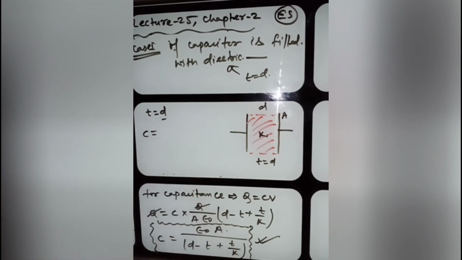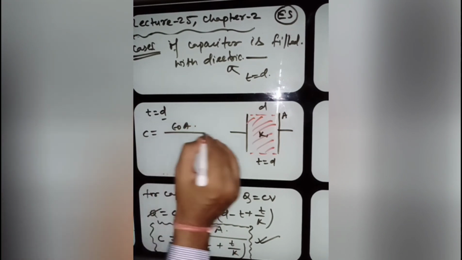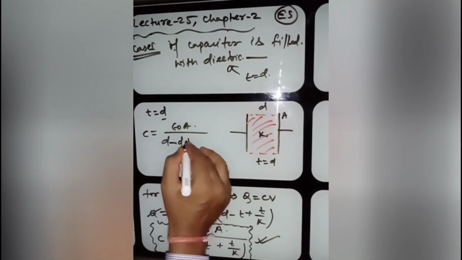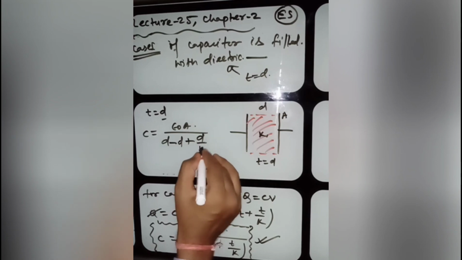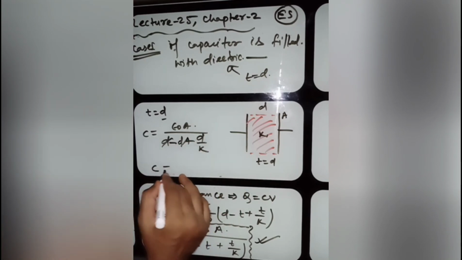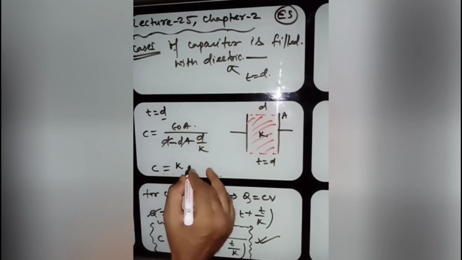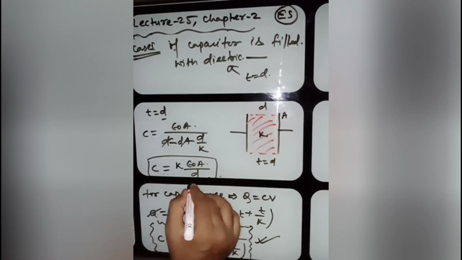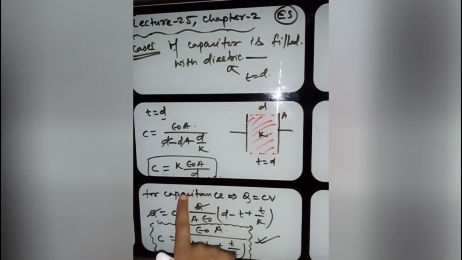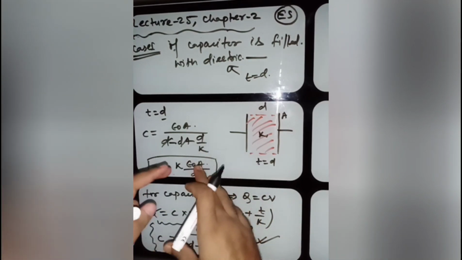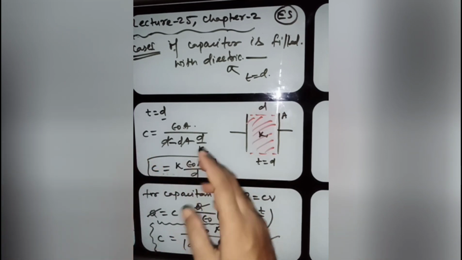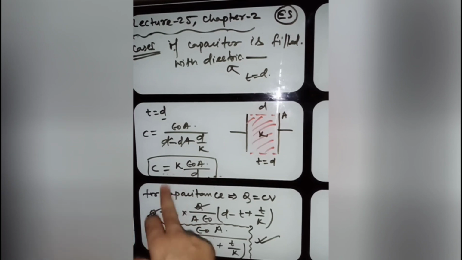We know that C is equal to epsilon naught A by D minus T plus T by K, and T equals D, so it is D minus D plus D by K, that is D by K. So C is K epsilon naught A by D. Had we discussed this one? Yes, K times epsilon naught A by D. That is, if a dielectric is completely filled between the plates of the capacitor, then capacitance will increase by K times.